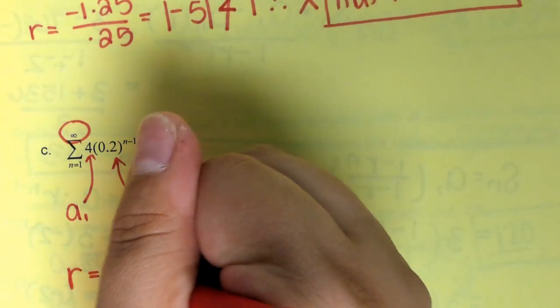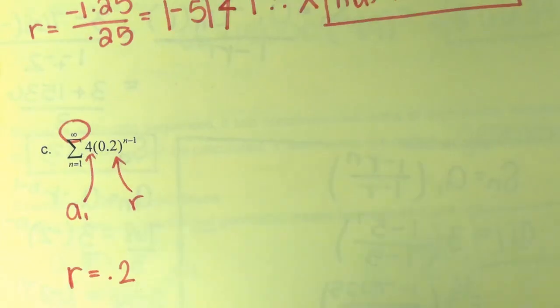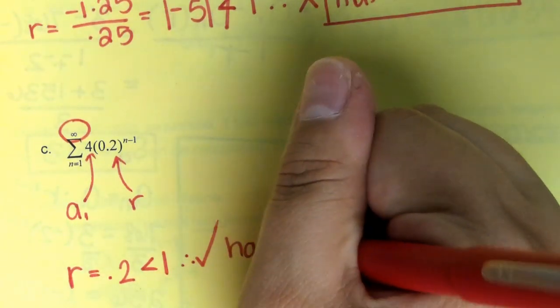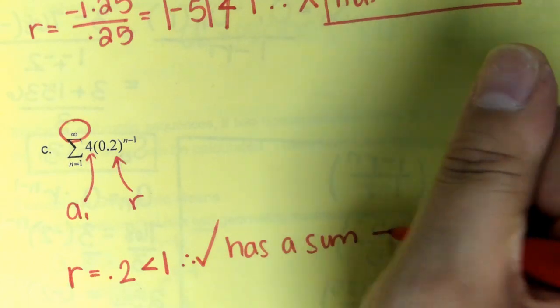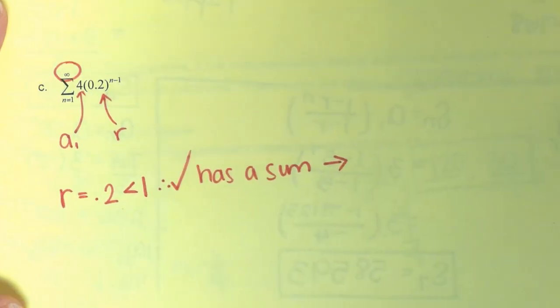By the way, if you don't label R, you can't just assume. You can't just put 0.2 as less than 1. You have to tell me that's R. Is this less than 1? Yup. So it has a sum. So since it has a sum, what am I going to do? Do the formula.